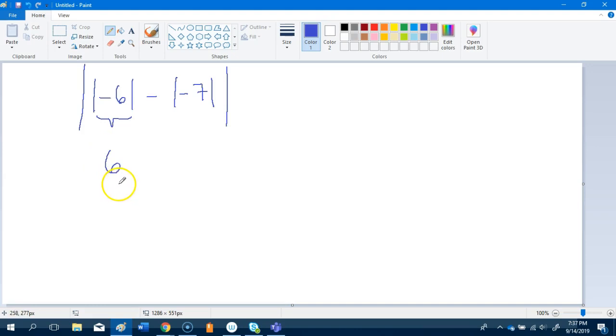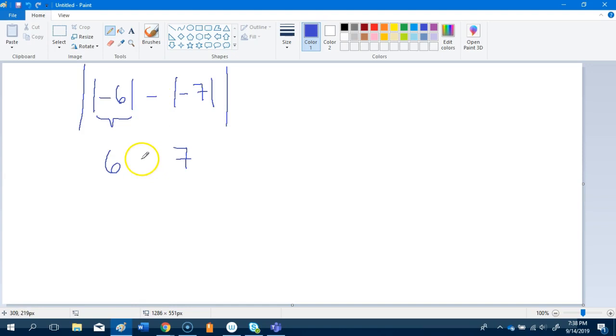The way I think of it is that absolute value always has to be on the positive side of the number line. So if it is a positive number, it stays the same. If it's a negative number, you switch it to positive. So the absolute value of -6 is +6, and the absolute value of -7 is +7.